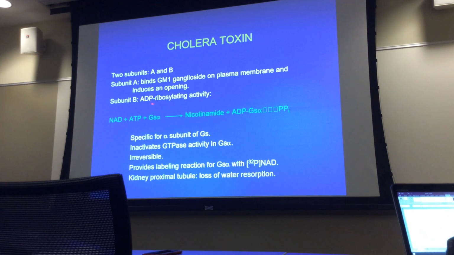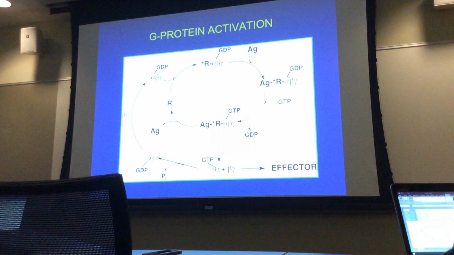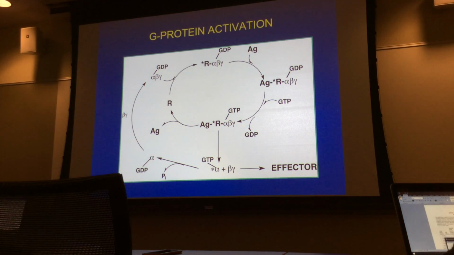Once subunit B gets into the cell, it binds specifically to the alpha subunit of GS. It acts on a specific amino acid that's a critical part of the GTP binding site, but most particularly a critical part of the GTPase on GS alpha. So when the B subunit of cholera toxin comes on board, it basically inactivates the GTPase activity in GS alpha. That means that this process here does not work anymore. In the presence of cholera toxin, this cycle is permanently activated.